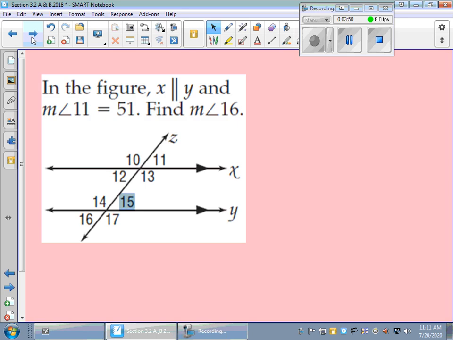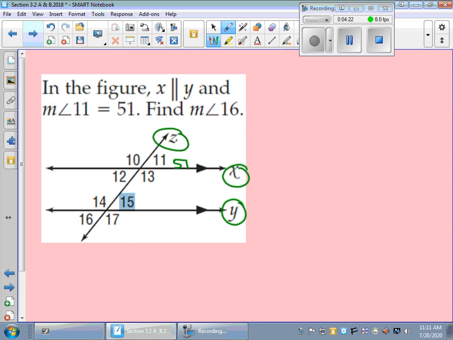Now we're going to apply what we just learned and try to find some mathematics for these angles. When I am approaching these types of problems, I don't always look to see what they're looking for. I like to fill all of the angles in. So in the figure, x is parallel to y, two parallel lines cut by transversal z. Angle 11 is 51. I'm going to look and see how many angles that I know are 51.